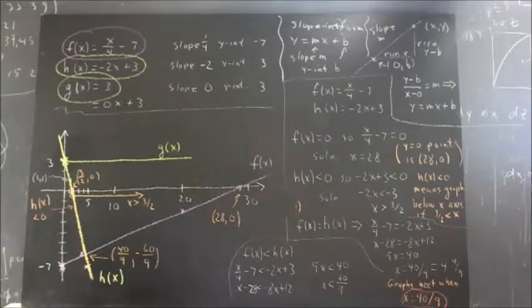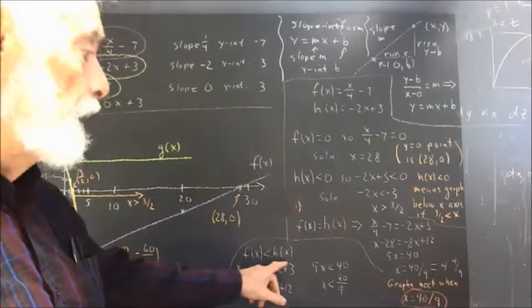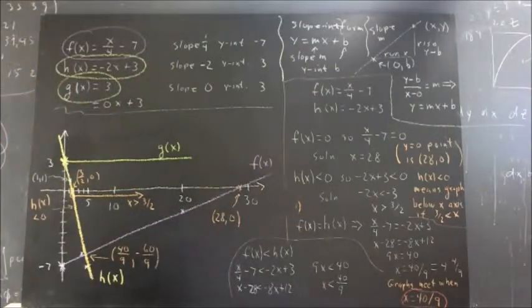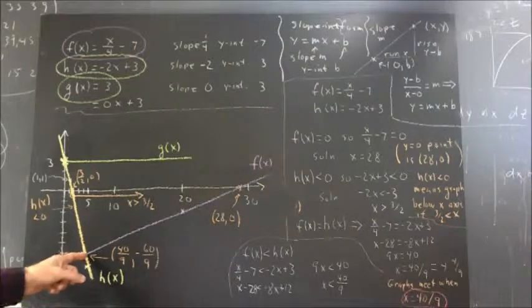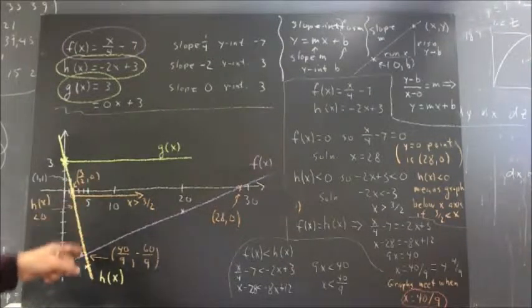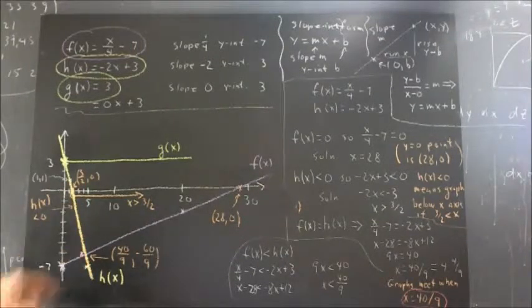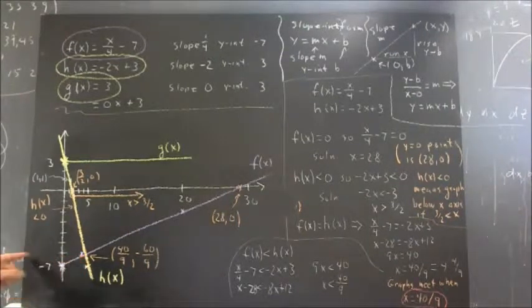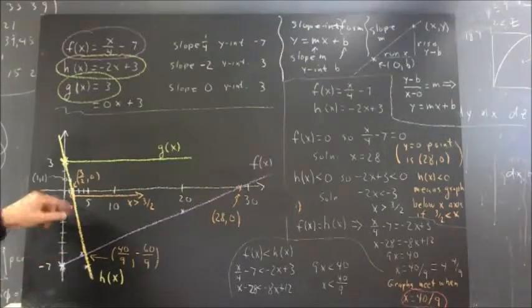Very important quality, very important property of a graph. And then the last inequality, f of x less than h of x, occurs when x is less than 40/9. I don't want to clutter up the picture anymore, but remember, this occurs when x equals 40/9. Okay, the two graphs meet, and everywhere to the left of that point, which graph is lower? Well, this graph is lower than this one.